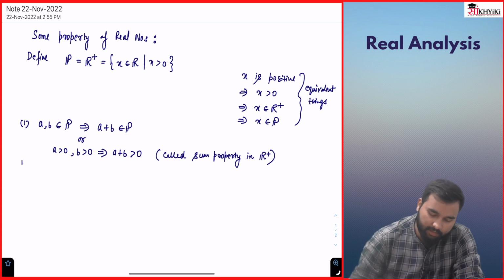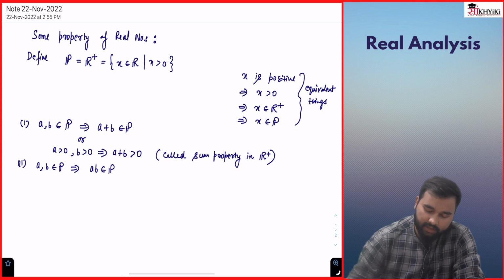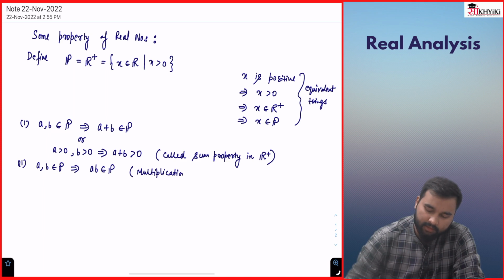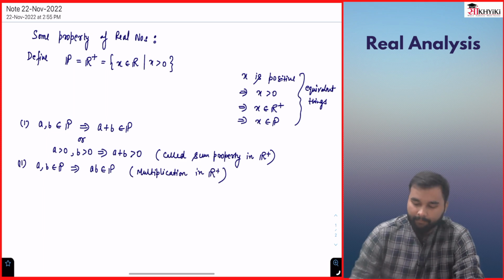Okay, the second property is: if A and B belong to this set P, this implies what? Their product should also belong to the set P, and this is called the multiplication property in R plus.